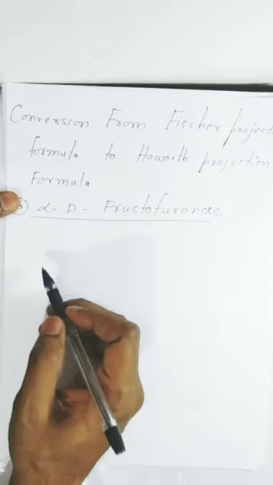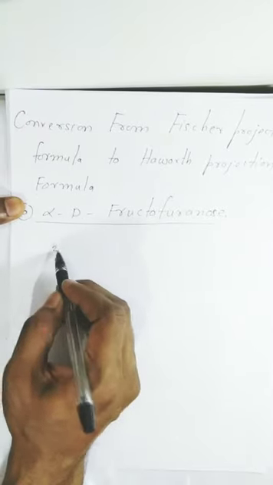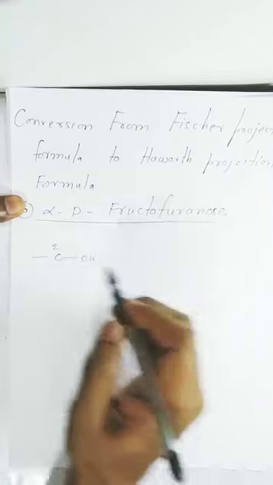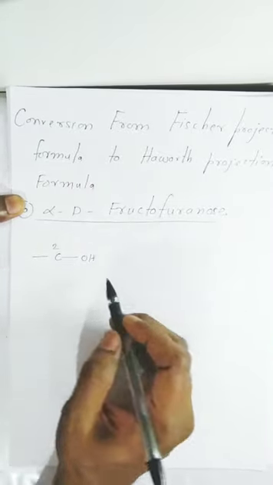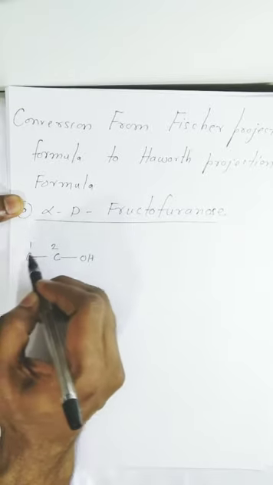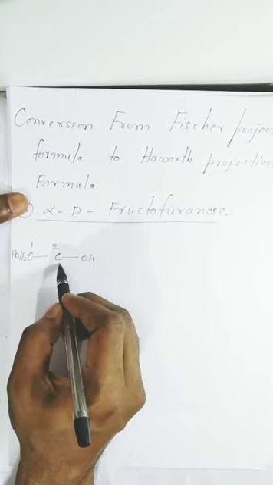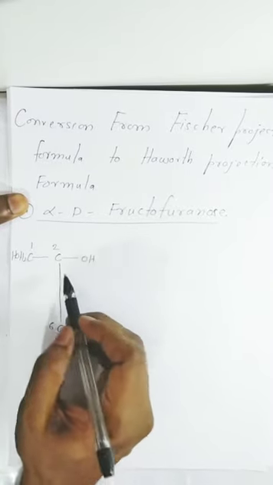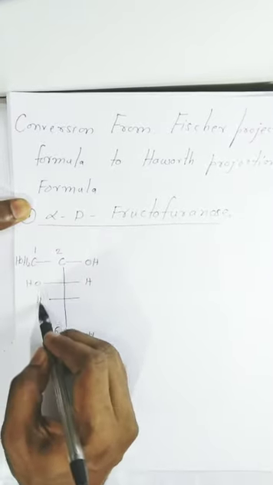So first you should know the structure in Fischer projection formula. So second carbon, now here students, in second carbon what happens? OH will be always on right hand side. That is why it is called alpha. This anomeric carbon, this is alpha D fructofuranose. First carbon CH2OH and sixth carbon will be CH2OH. Now what happens to third carbon? OH will be always on this side, H on this side, H, OH.